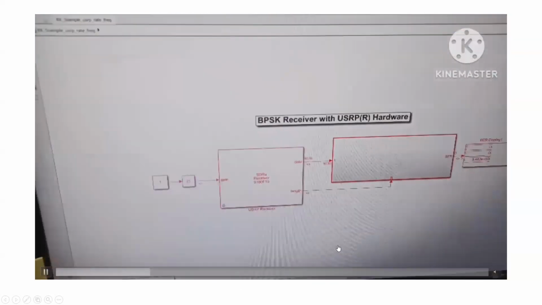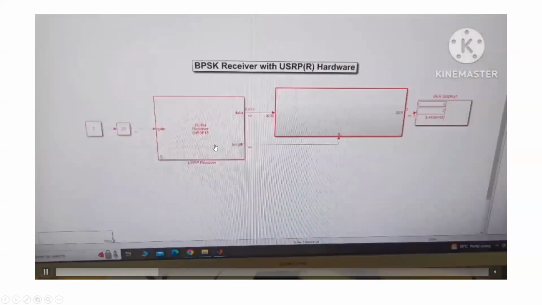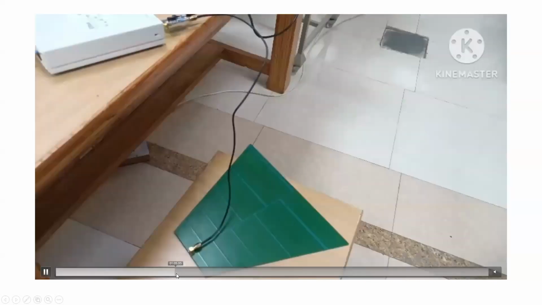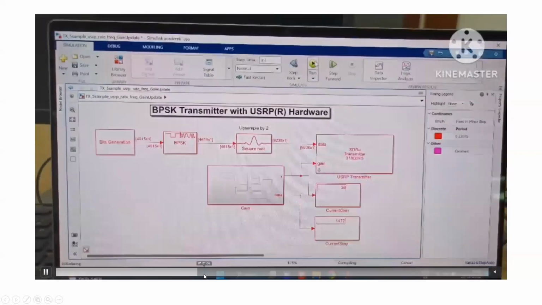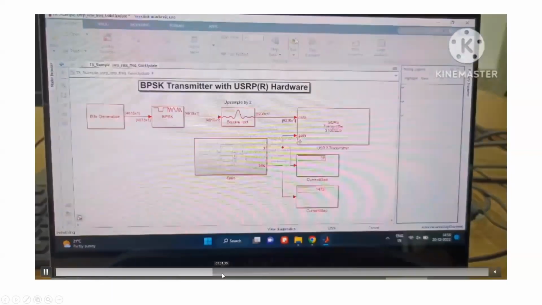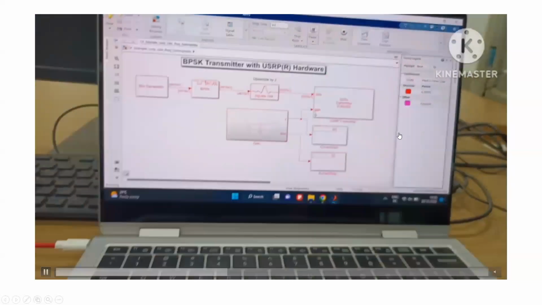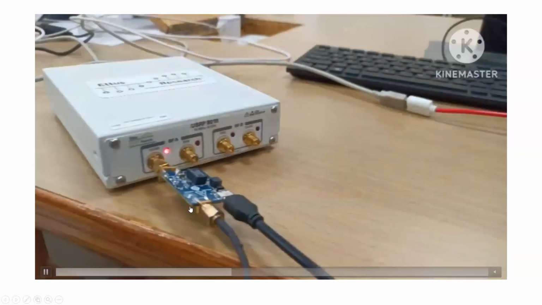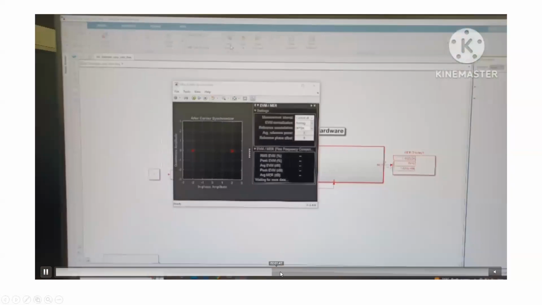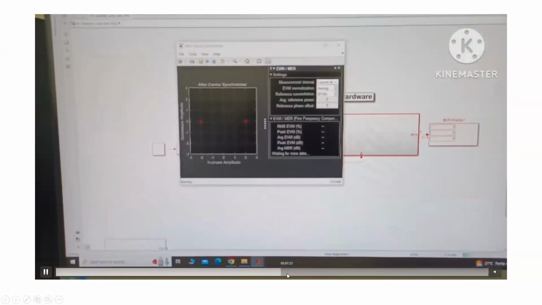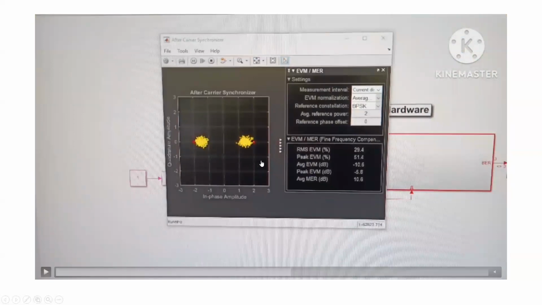At the receiving end, we have the baseband signal, which we will be processing. So let's start our transmitter. We see that the transmission has been started, and the signal is received at the receiving end. We can see that the signal is being received here.